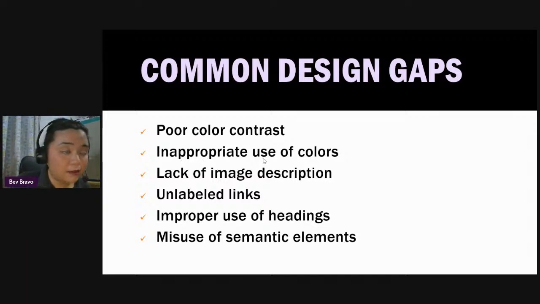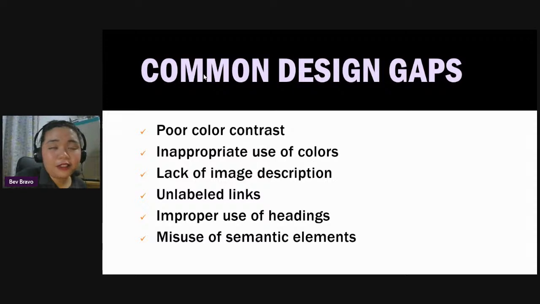So first off, listed here: poor color contrast, inappropriate use of color. We have lack of image description. We have unlabeled links. We also have improper use of headings, and lastly, we have misuse of semantic elements. I'm not sure of all your backgrounds in programming, but basically, this is very general. We're not going to go into the super technical stuff, so don't worry about it.